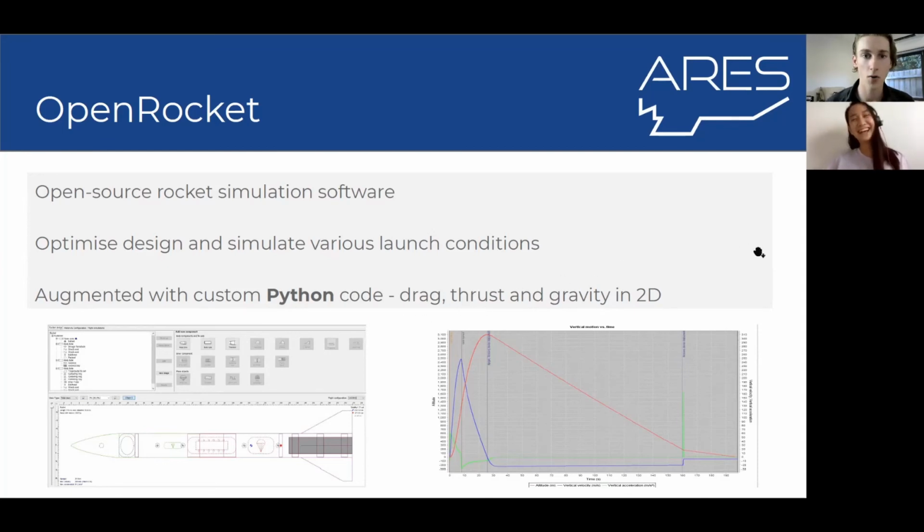So the basic code of OpenRocket only takes into account certain variables when it runs its simulations. The Python code that the simulations team are developing is going to be augmenting the abilities of OpenRocket simulation software to incorporate drag, thrust, and 2D gravity vectors so that we can get more accurate simulation by adding to the already existing capabilities of OpenRocket.